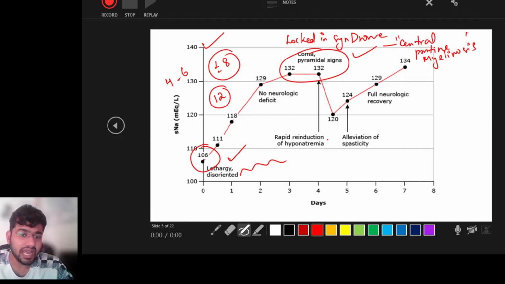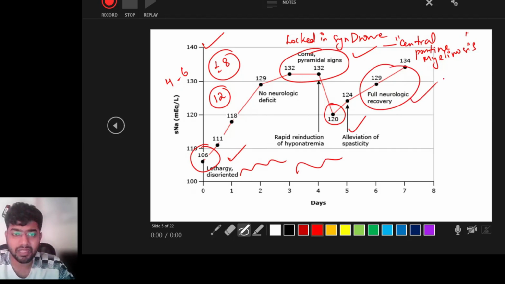So what they did after that is they again induced hyponatremia. The patient's sodium values decreased to below 120 over the next 2 days, and once it decreased again, there was some alleviation of spasticity and full neurological recovery. Although I have never seen this.